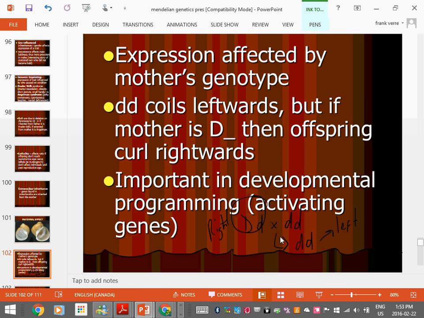Now here's the interesting bit. If you're a female and you're little d, and you produce a baby that is big D, little d, maybe the father has a big D, that baby will be left. It only depends on the mother, not on the offspring's genotype. This is called maternal effect.